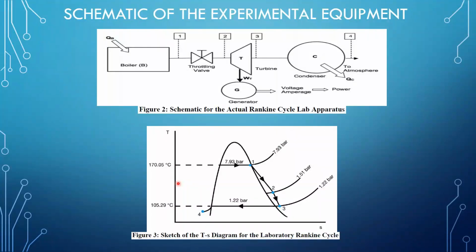We could direct our focus to figure 2, which is a schematic of the actual Rankine cycle lab apparatus. So, one thing to note before we begin is that the laboratory equipment is not fully representative of the ideal or actual Rankine cycle, and we would understand a little more as we discuss further.